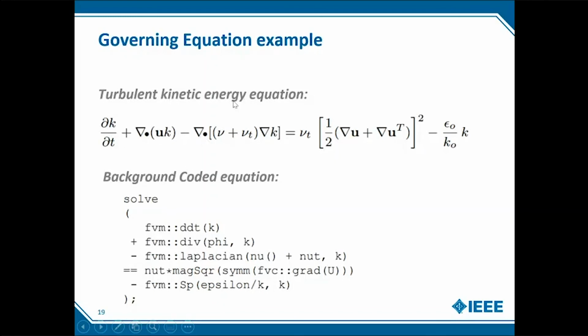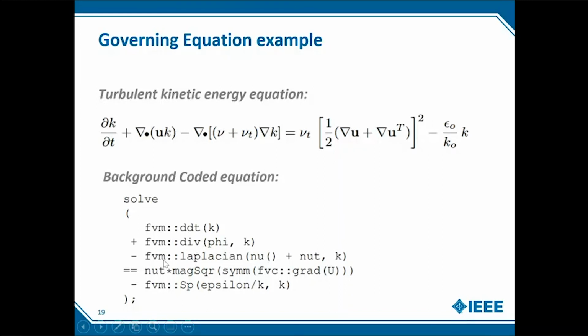And this is the Laplacian term, because there's a divergence and there's another divergence inside. So this is the third term. And over here is basically the right hand side of the equation. So this is the grad term over here. And finally, this is epsilon by k times k. All these things that you see with fvm are there because these terms are the unknowns.